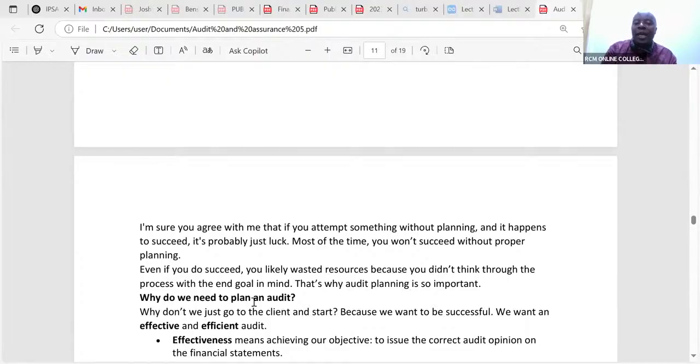Why do we need to plan an audit? Why don't we just go to the client and start? Because we want to be successful. This is why we need to plan an audit. We want an effective and an efficient audit.